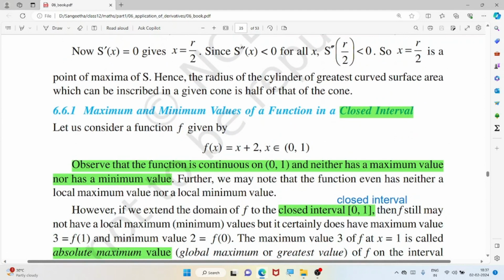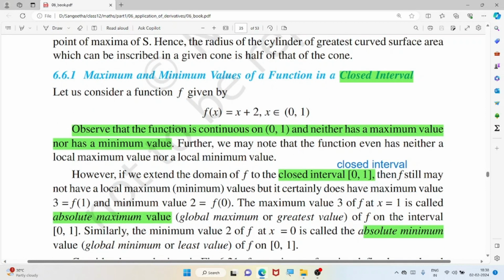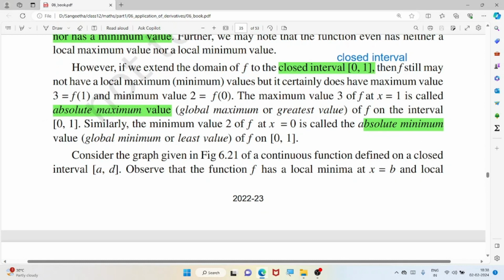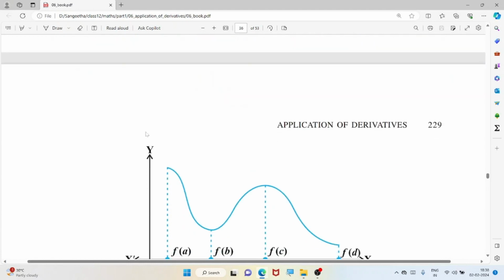So here we are going to find the maximum and minimum for a closed interval. This is an open interval, then with a square bracket, a closed interval. Observe that the function neither has a maximum value nor a minimum value. A closed interval you should write like this, okay, with a square bracket, and then the absolute maximum value and absolute minimum value.